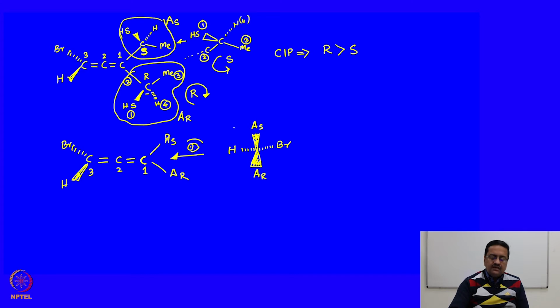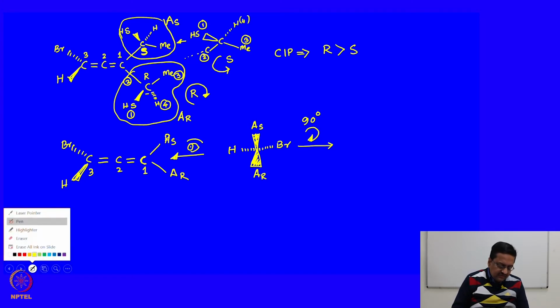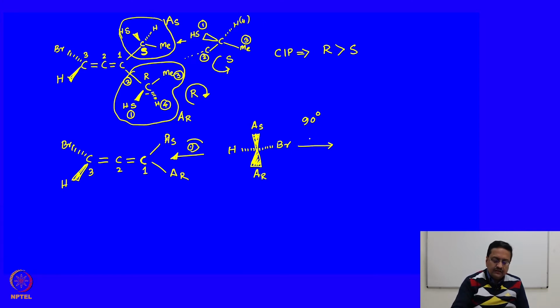Now, this is not the correct way of Fischer projection. So, what we should do is rotate the molecule in plane by 90 degrees, maybe in the opposite direction, so that the hydrogen, which is the lowest priority group, comes at the bottom. So, we rotate it 90 degrees in this direction. So, what we get is this one.